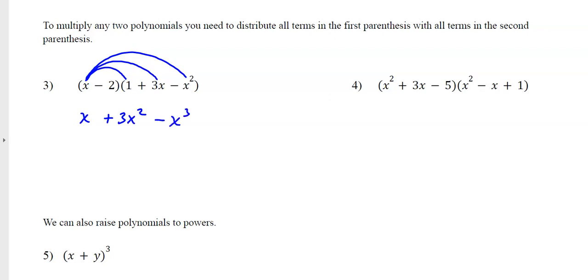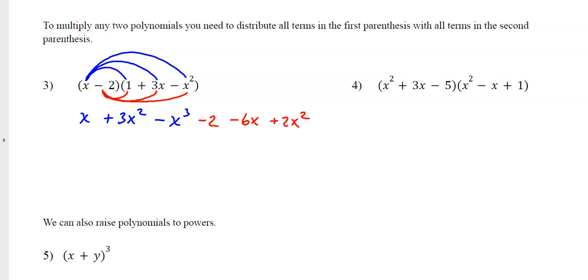And then I got to go to my next number, which is the negative 2, and I got to start multiplying this one through. And I could either stack it or I could just keep on going. I'll just keep going on this one. So that'd be a negative 2. Negative 2 and 3x is negative 6x. And negative times a negative is a positive 2x squared.